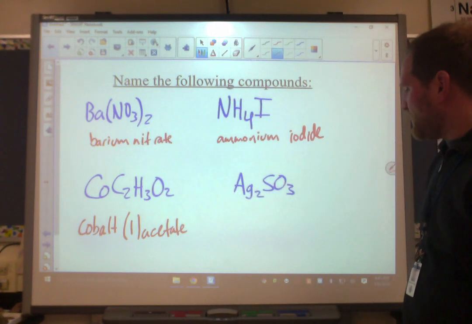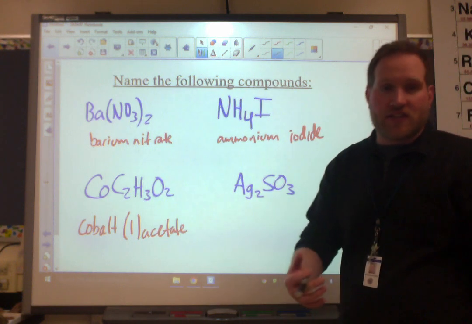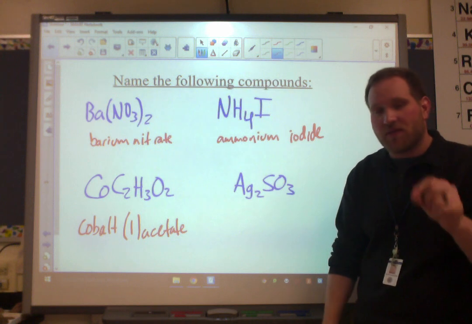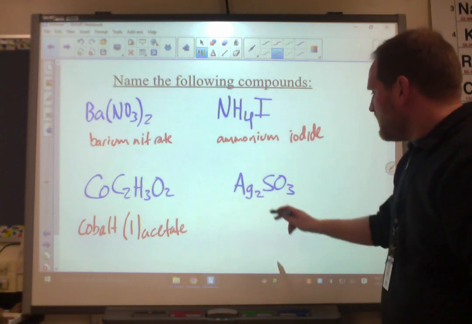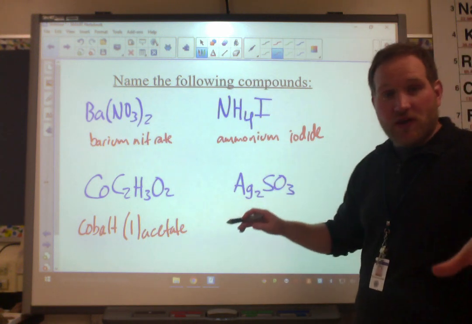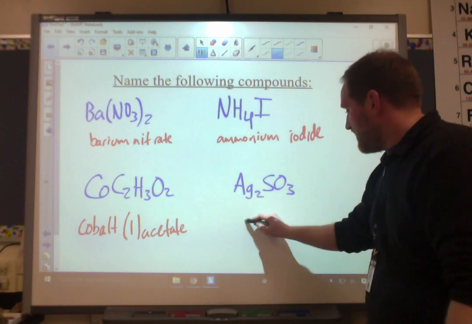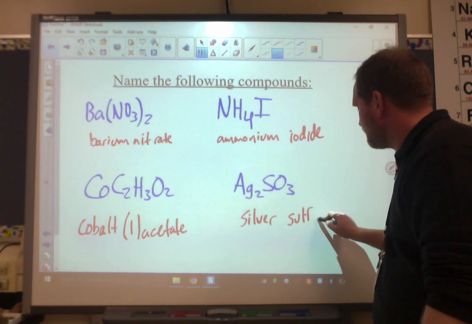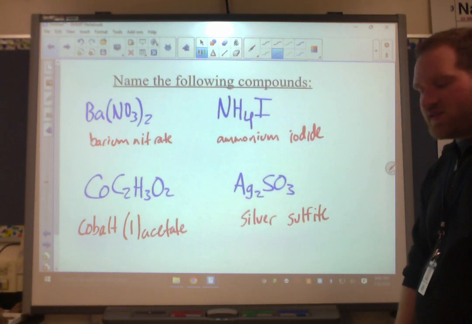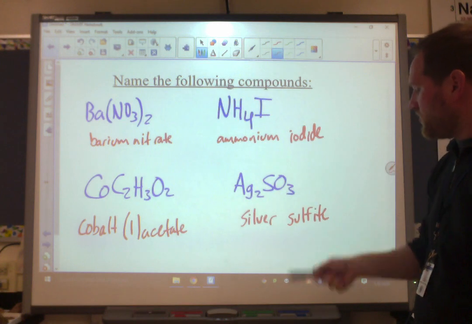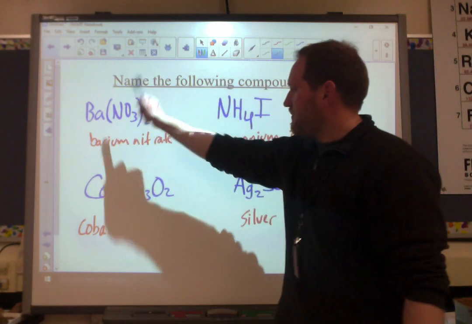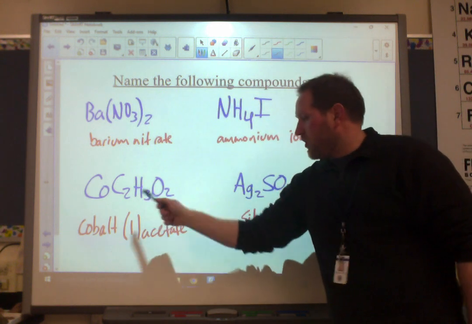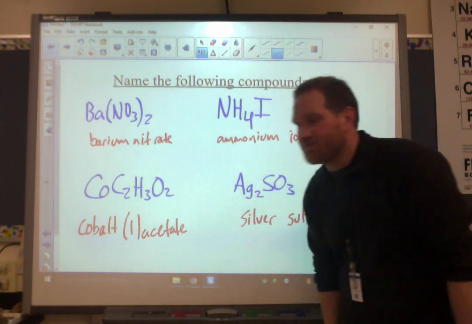Last one, Ag2SO3. So Ag is silver. That's part of our 3-2-1 rule. Silver is a type 1 metal, even though it's smack dab in the middle of transition metals. So we don't have to figure out the charge. This is simply going to be silver sulfite. So when it's type 1, it's literally as simple as saying silver sulfite, barium nitrate. When it's type 2, you got to follow those rules. Cobalt(I) acetate, and this one is type 1 as well.